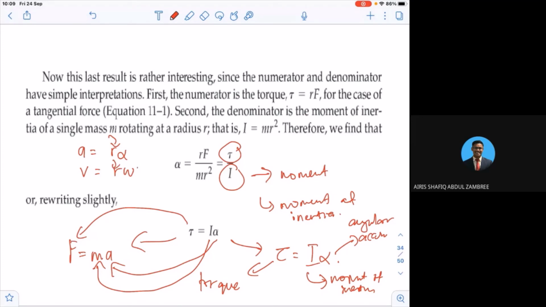Same goes to I. But if you look carefully, torque is quite different, because torque is R times F. That means you multiply F with R, and I is equivalent to mr squared. That means you multiply mass with r squared, then you get the moment. And of course, the moment depends on the situation.